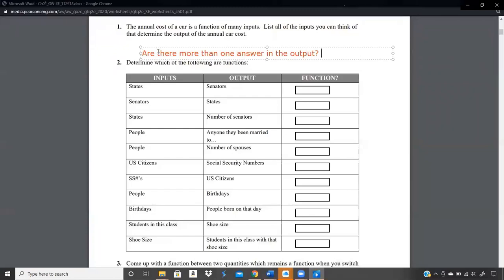Is there more than one answer in this output? I said number of senators, that one's the third one. The first one is actually the senators. So I'm going to spoil this. There are 2 senators per state. I'm not much for political science.